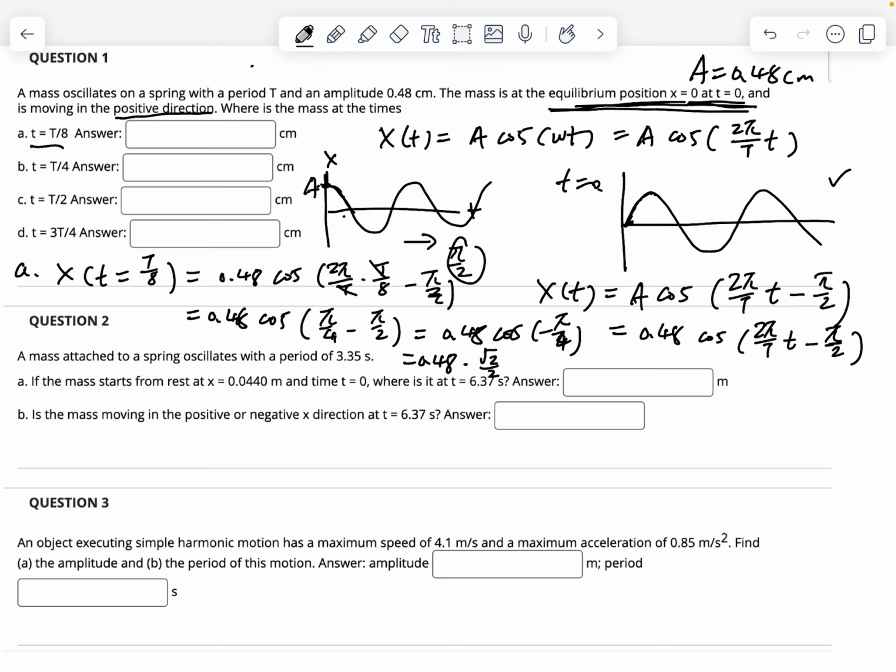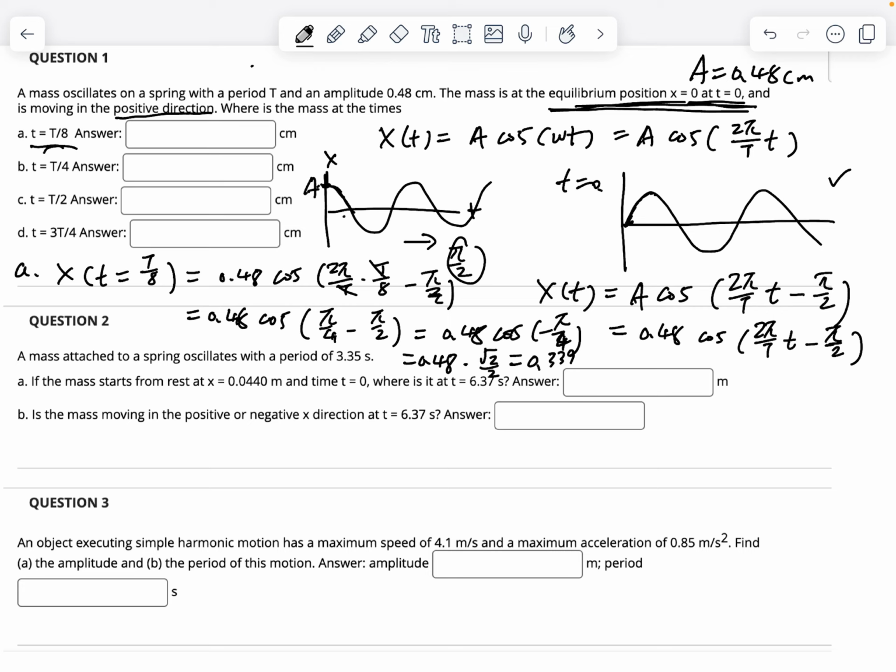Let me see. Okay, let's use the calculator. 0.24 times 2 square root, 0.339. So that's the position of the object after T over 8.